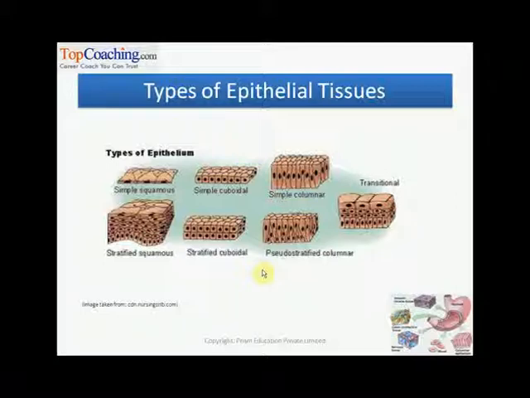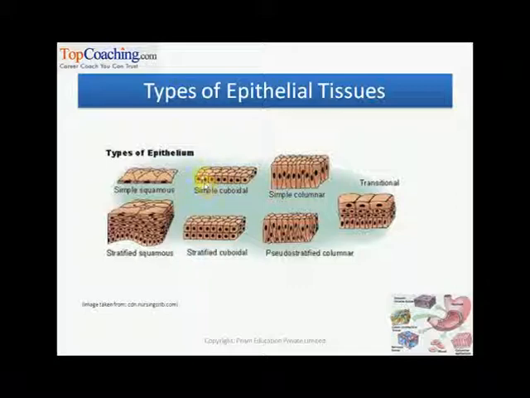Then based on how the cells in these tissues are structured or grouped together, there are several types of epithelial tissues. Squamous, simple cuboidal, simple columnar, stratified squamous, stratified cuboidal, pseudostratified columnar and transitional. Simply by looking at it, you will get to know what does it mean.